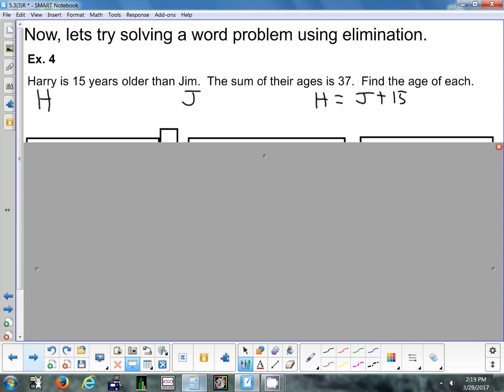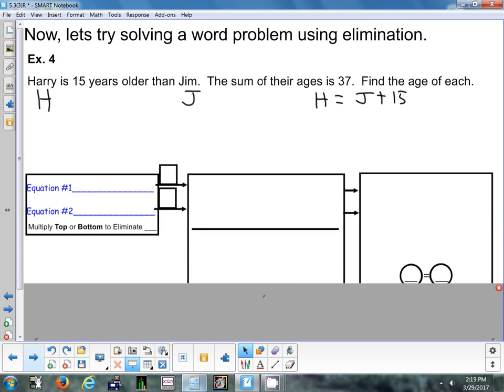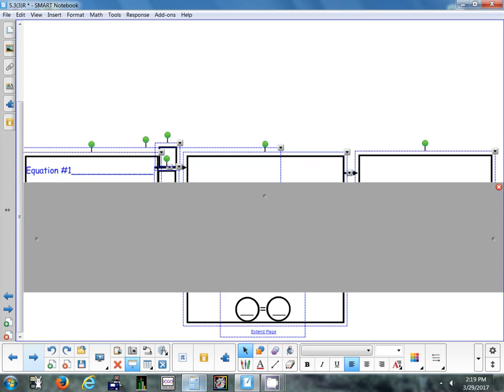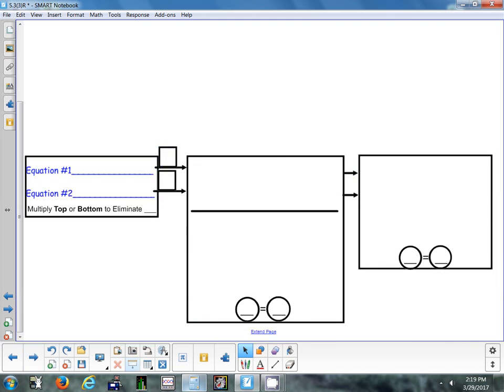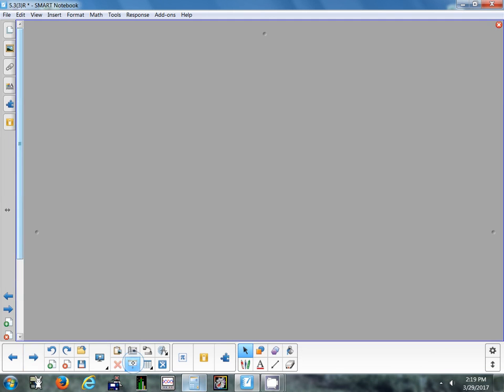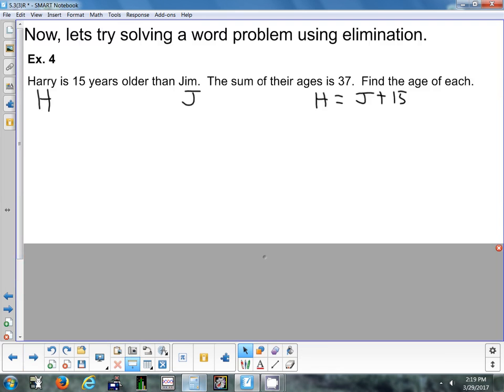Guys, remember, this is not going to be like last week. Remember, like in 5 years or 10 years ago, it's not going to be like that. That's why we don't have the big chart on it like we did last week. There's no "in 5 years" or "15 years ago." It's all present, a lot easier problem. So Harry is 15 years older than Jim. Any questions on that one?